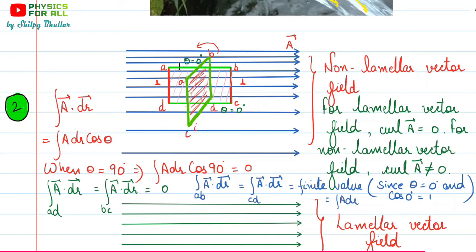If we want to find the line integral along all sides of the rectangle, when we say line integral along the closed boundary ABCD, then that is equal to line integral along AB plus line integral along BC plus line integral along CD plus line integral along DA, out of which the line integral along BC and DA is 0. So we would be left with only the line integral along AB and CD.